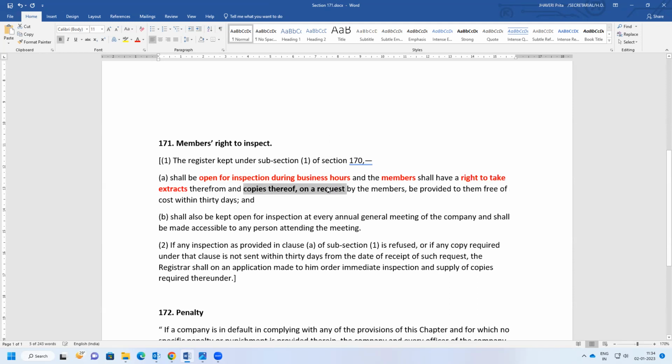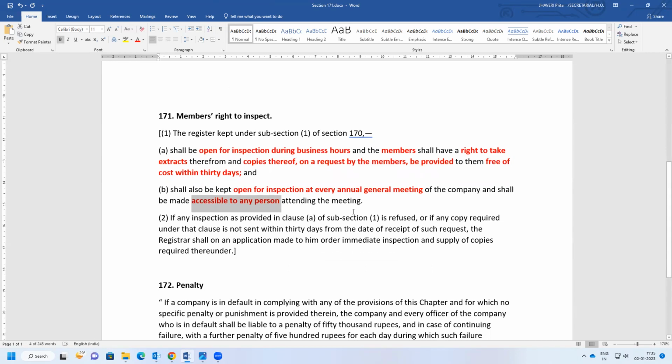एक साथ. On request by members be provided. ठीक है. Free of cost. Within 30 days. ठीक है. Open for inspection at general meeting AGM. And shall be made accessible to any person attending the meeting. ठीक है. Accessible to any person. ठीक है. तो पहले ऊपर लिख लो इसको.